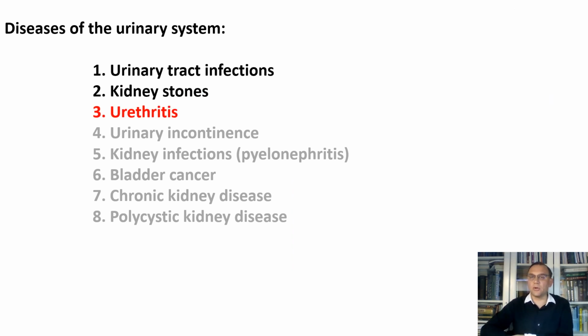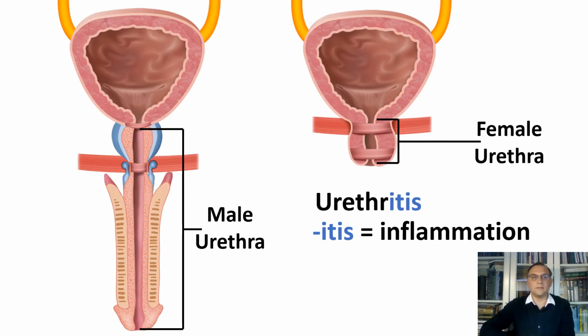Urethritis is inflammation of the urethra and is a lower urinary tract infection. The urethra is a fibromuscular tube through which urine exits the body in both males and females, and semen in males. Urethritis has a strong association with sexually transmitted infections, such as gonorrhea, chlamydia, and others. I hope you notice that itis means inflammation. Urethritis is the inflammation of the urethra. Cystitis, inflammation of the urinary bladder.